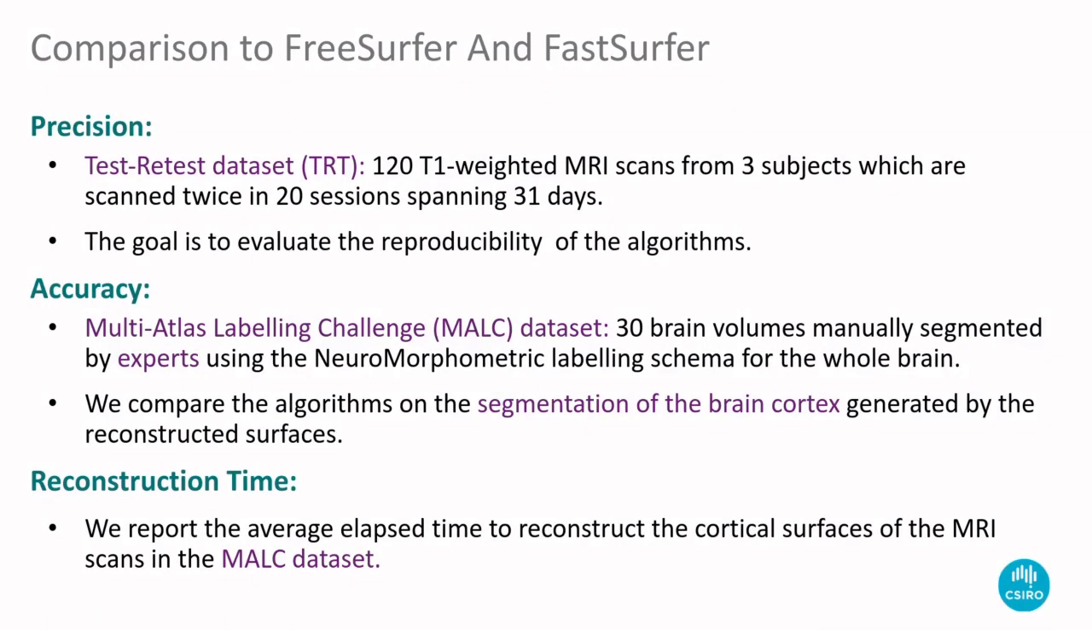In our experiments, we compare our approach to FreeSurfer and FastSurfer frameworks. We first evaluate the reproducibility of these methods in a test-retest experiment. Then, we measure the accuracy by comparing the mesh-based segmentation for the brain cortex with the manually segmented data in the multi-atlas labeled challenge dataset. Finally, we also compare the reconstruction time.